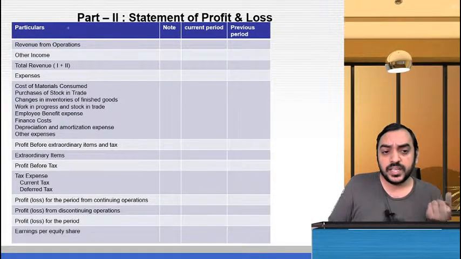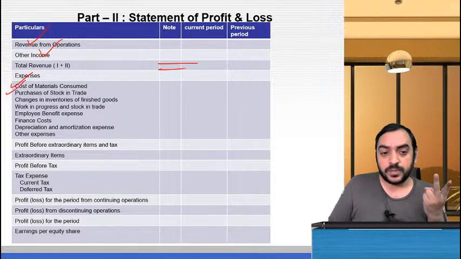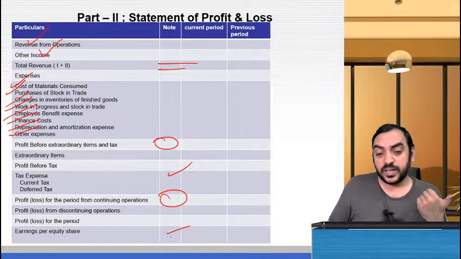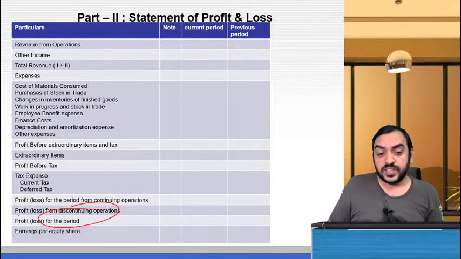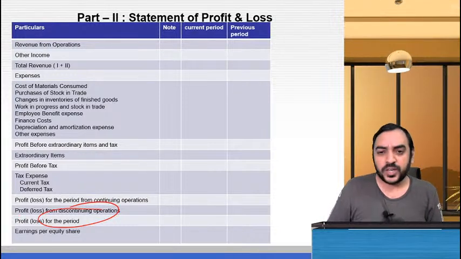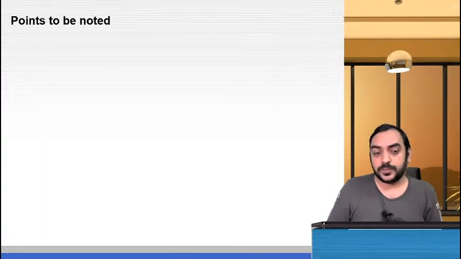Statement of profit and loss: revenue from operations, other income, total income, minus expenses: cost of material, purchases, changes in inventories, work in progress, employee benefits, finance cost, depreciation, other expenses, profit before tax, provision for tax, profit after tax, then divide by number of shares, earnings per share. Profit from discontinuing operations is shown separately. Anyway, this is the format of the P&L account. I'm not going in depth.